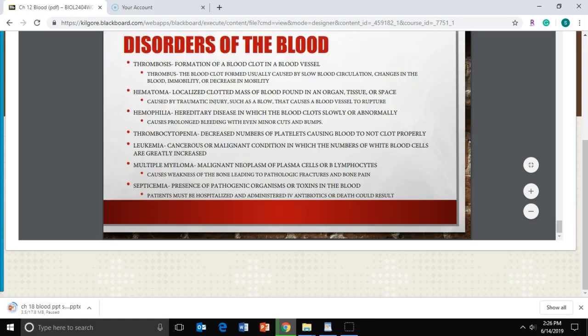Thrombosis is the formation of a blood clot in a blood vessel. So if we talk about a thrombus, this would be a blood clot that is formed because maybe the blood is traveling too slow and it leads to it clotting. Or if you have changes in blood due to immobility or decrease in mobility.